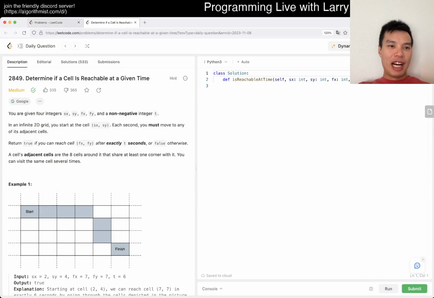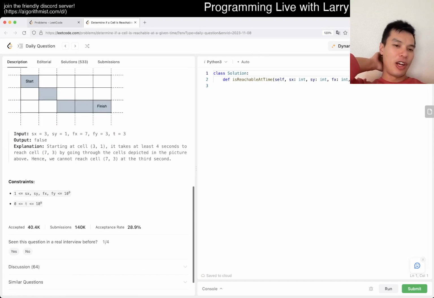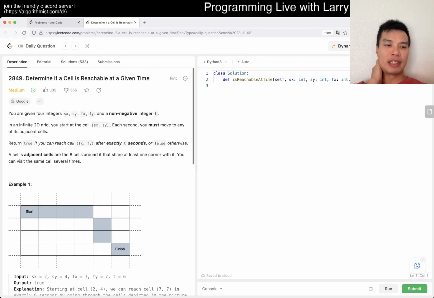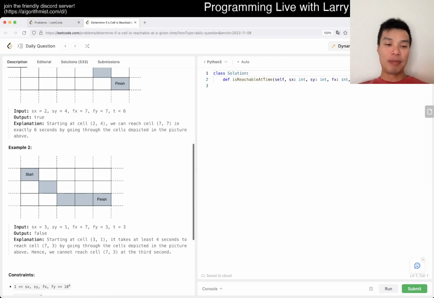Alright, 2849, determine if a cell is reachable at a given time. Actually, I think this wasn't that long ago. There was a contest problem, right? And there's a lot of negatives. This one is very tricky, but it is just like a thinking problem. I think this is Manhattan distance, if I remember correctly. I do forget a lot of these problems after a while, but I do remember the trick.